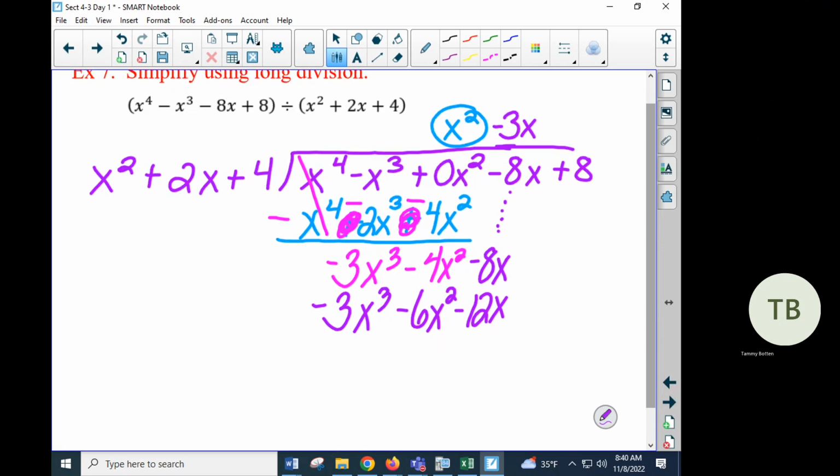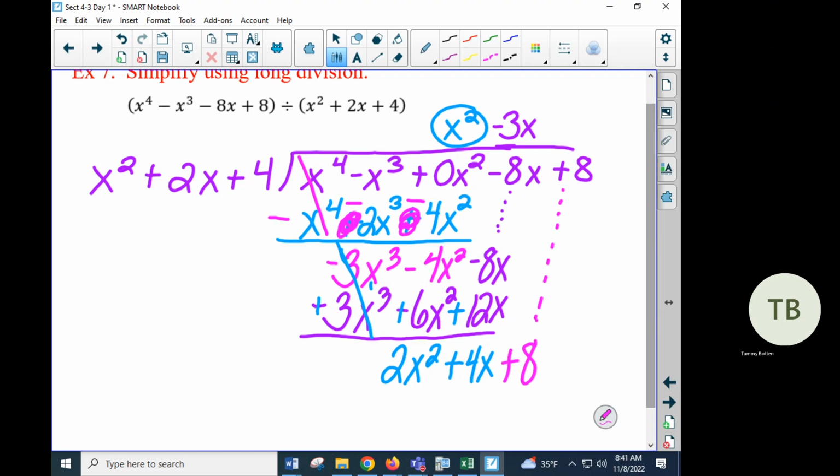Then what we do again is we have to change all 3 signs. Don't forget that. So this becomes a plus, this becomes a plus, this becomes a plus. The first 2 are going to cross out. A negative 4x squared plus 6x squared is 2x squared. Negative 8x plus 12x is 4x. And then we're going to bring down our last thing, which is a plus 8.